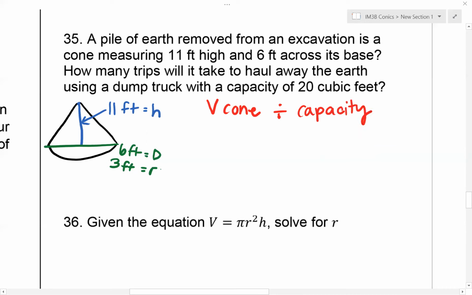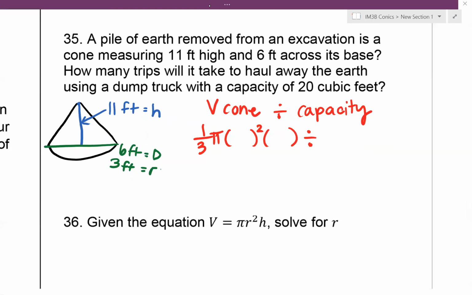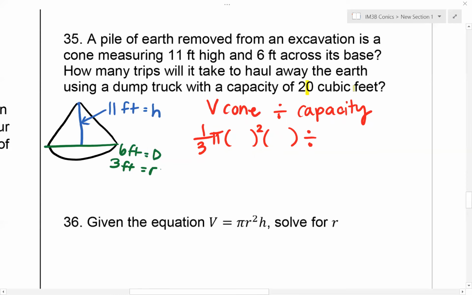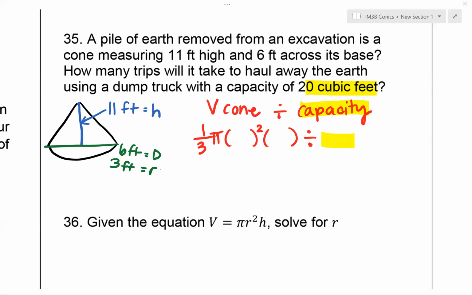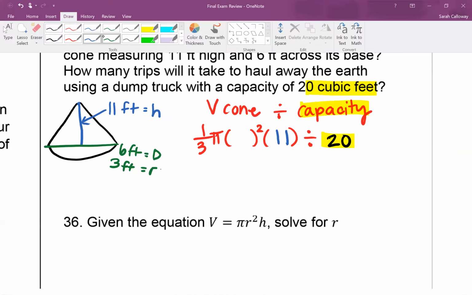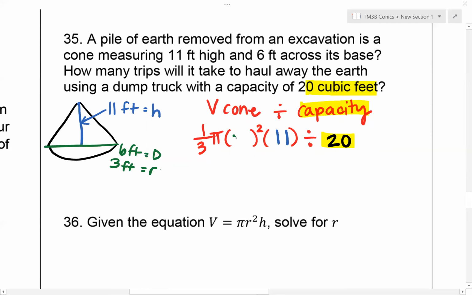And so remember, if you look back at the formula sheet, the formula for volume of the cone is 1/3 pi times r squared times h. And then we're going to divide that by this 20 cubic feet. There we go. We're going to divide that by 20. So the height is 11 feet. The radius is 3 feet.